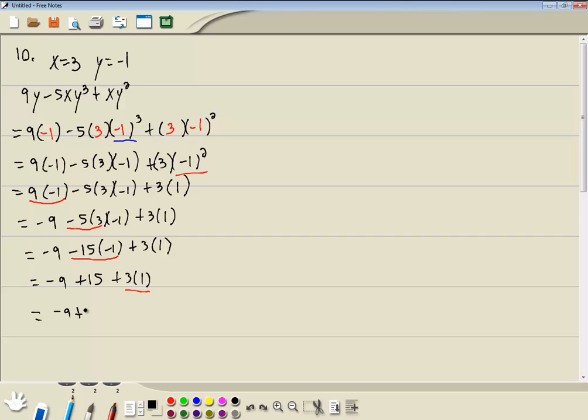We got negative 9 plus 15 plus 3. Please excuse my dear Aunt Sally. Here's our first addition and subtraction. Negative 9 plus 15 gives us 6 plus 3, and then our last one is 6 plus 3, which is 9. And that's our answer.